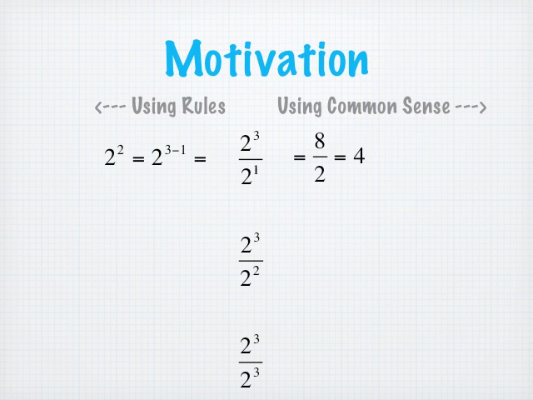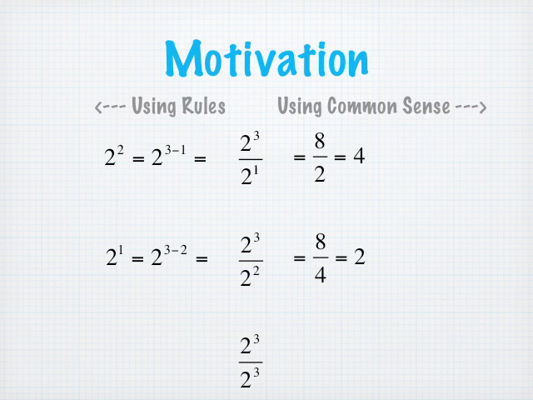Okay, let's go down to the next one. Using common sense, we'd get 8. 2 to the third is 8. 2 squared is 4. And 8 over 4 is just 2. Okay, let's go the other direction. They have a common base, so I'll subtract the exponents. So I get 2 to the 3 minus 2, which is 2 to the 1. So 2 to the first power is just 2. That totally makes sense. That works.